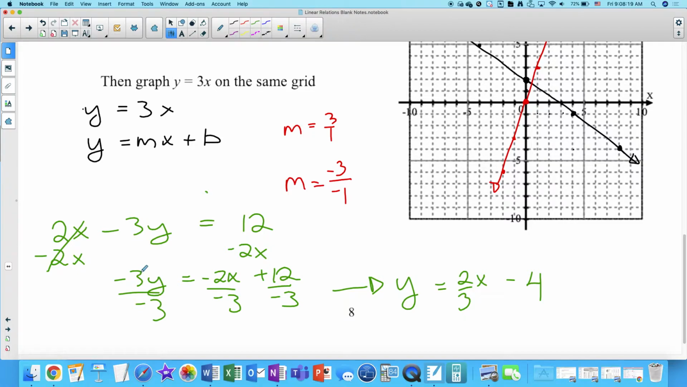Okay, so now what we could do is plot that y-intercept at negative 4, and our slope is up 3, right 3, up 3, right 3. Or you could go down 3, left 3, down 3, left 3. Just because something's not in slope-intercept form doesn't mean that we can't graph it. We can rearrange things and then graph once it's in slope-intercept form.